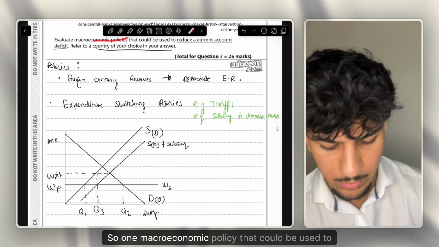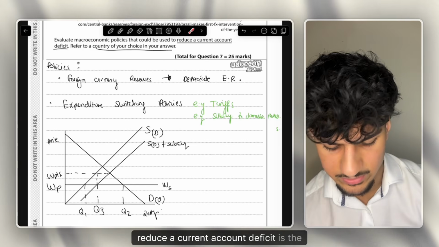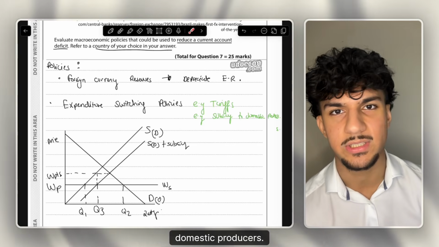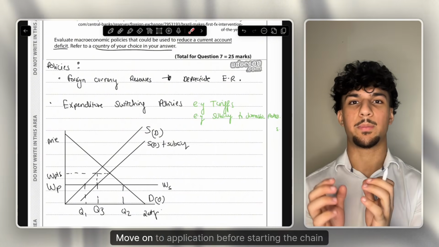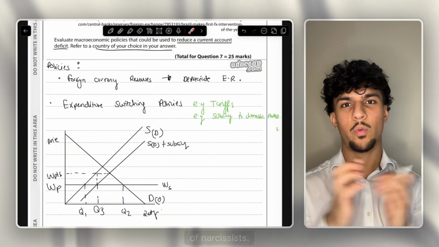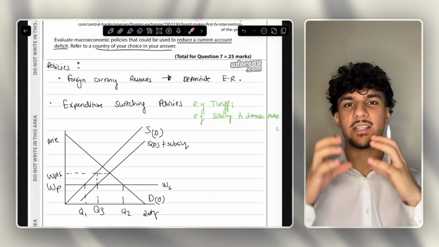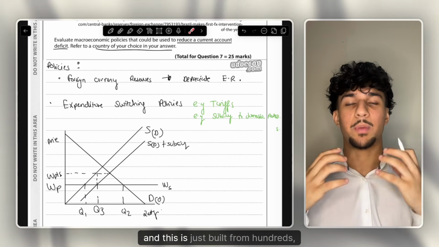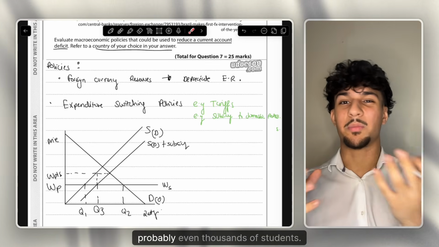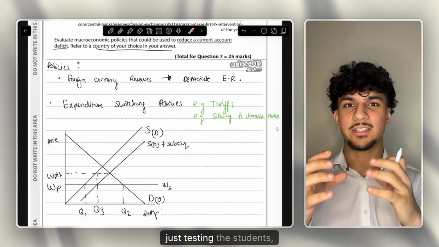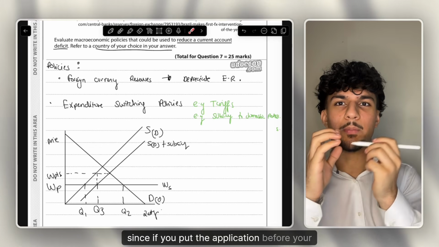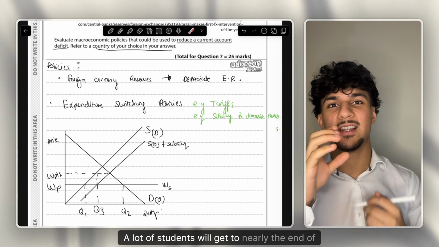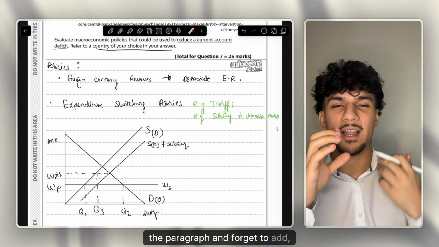One macroeconomic policy that could be used to reduce a current account deficit is the expenditure reducing policy of subsidising domestic producers. Now, like I say, state your point, then move on to application before starting the chain of analysis. Why is this the perfect paragraph structure: state your point, application, then analysis, since we want that consistency? This is built from hundreds, probably even thousands of students now, just testing the students, since if you put the application before your analysis, you're much more likely to remember it. A lot of students will get to nearly the end of the paragraph and forget to add any application.